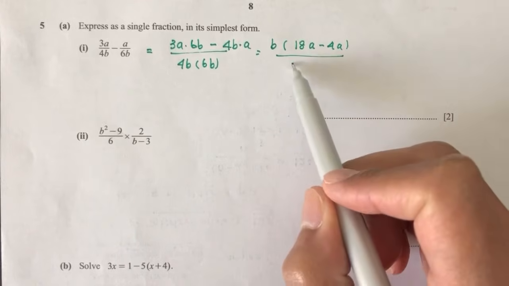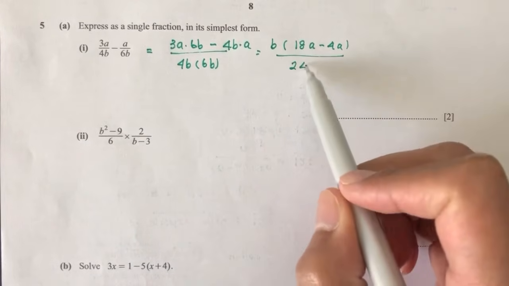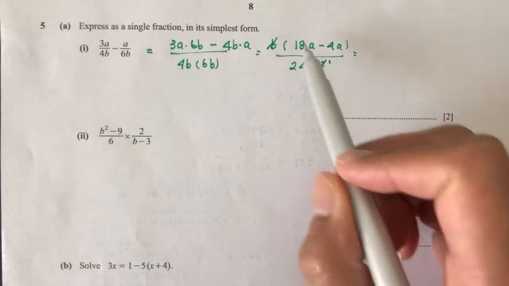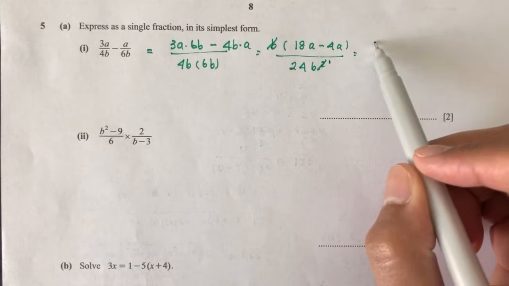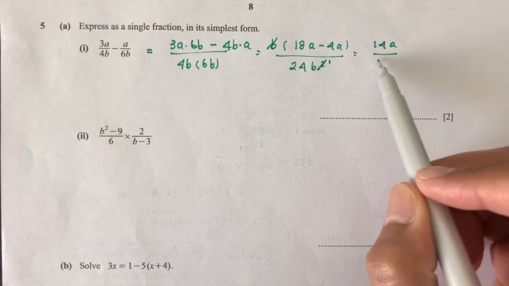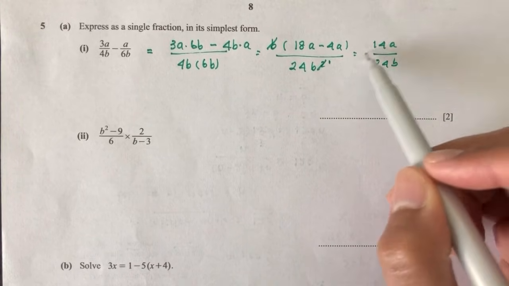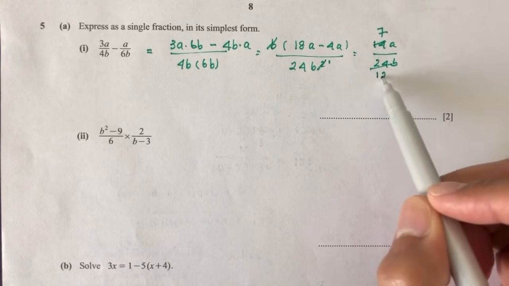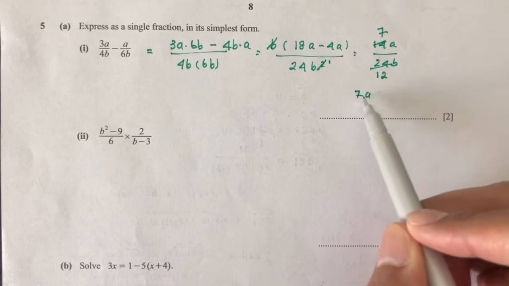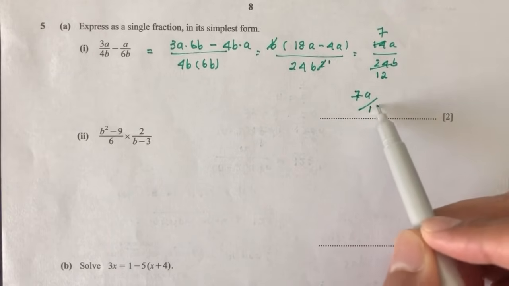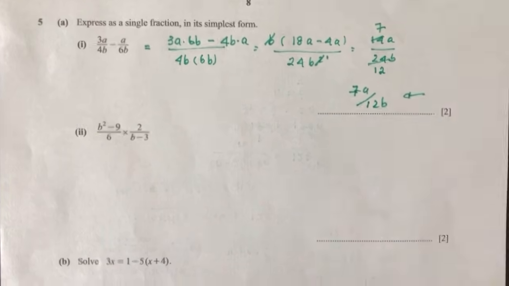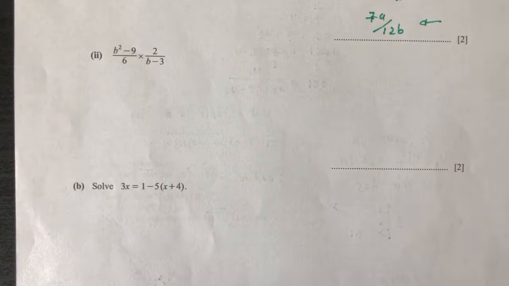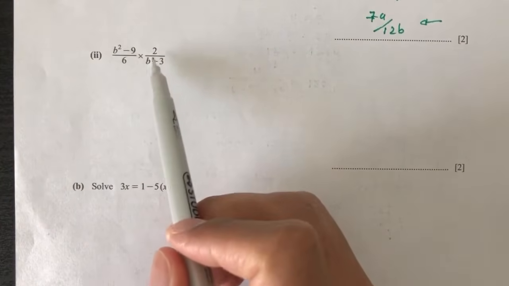Divide by 24b squared. So b has only 1. 18 minus 4, that will be 14a divided by 24b. Divided by 2, we have 7. Divided by 2, we have 12. So your answer will be 7a divided by 12b. That is part A. Now part B, you have (b squared minus 9) over 6 times 2 over (b minus 3).